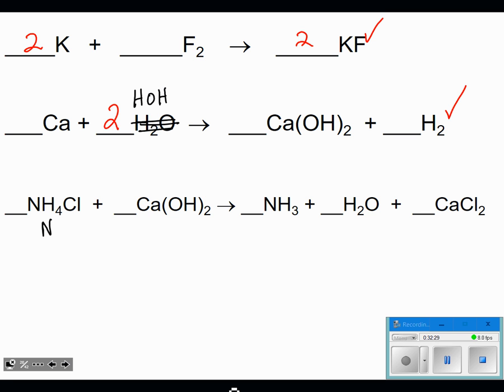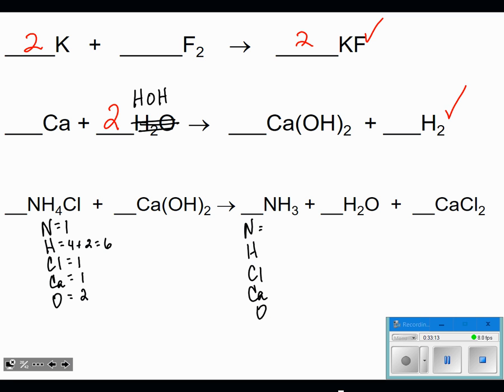So I would do my individual elements of N, H, Cl, Ca, and O. It's a lot of elements. So over here I have 1 nitrogen. I have 4 plus 2 because I have to distribute the 2 on the OH right here to both oxygen and hydrogen. So that will be 6 hydrogens. Chlorine, I have 1. Calcium, I have 1. And oxygen, I have 2.